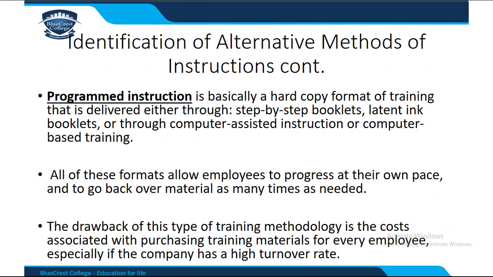Another training method is what you call programmed instruction. It's basically a hard copy format of training that is delivered through a step-by-step booklet, or through computer-assisted instruction or computer-based training. This kind of training helps you to know how to do something. It's a step-by-step guide on how to perform a particular task. All of these formats allow the employees to progress at their own pace and to go back over material as many times as needed.